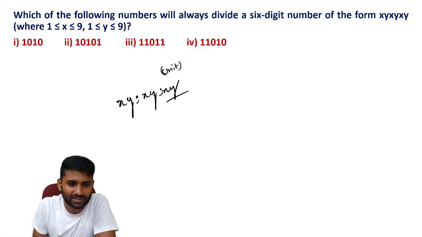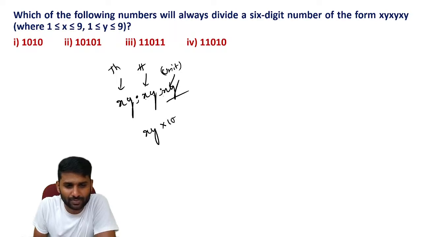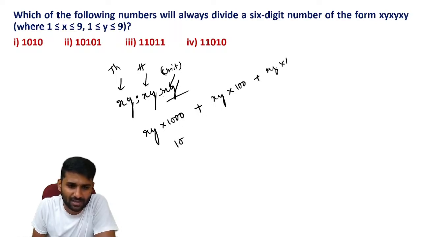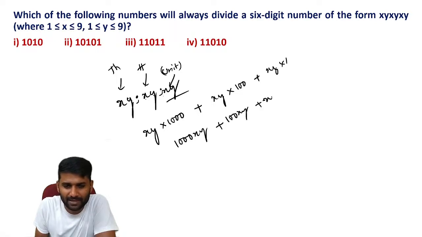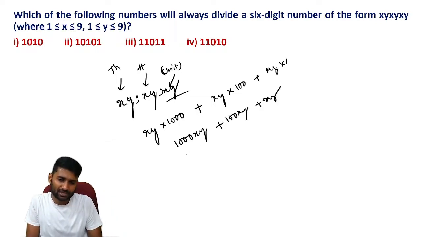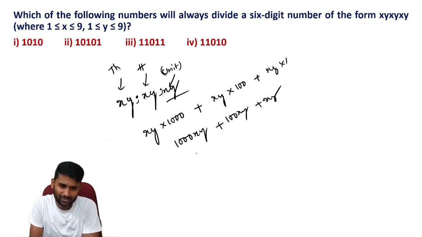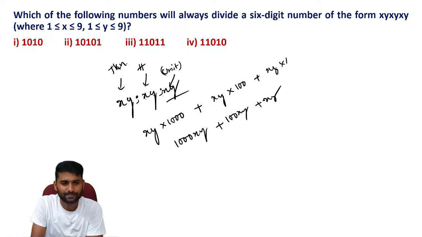But I will make it simple here. Let's consider this is units, this is hundreds, and these two numbers thousands. So xy is multiplied with 1,000, xy is multiplied with 100, and xy is multiplied with 1. Now see, 1000xy plus 100xy plus xy. If you go through this total value, guys, it is exactly equal to units, hundreds, and 10,000.